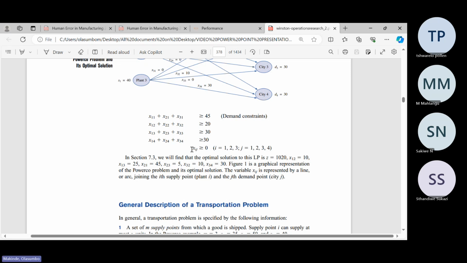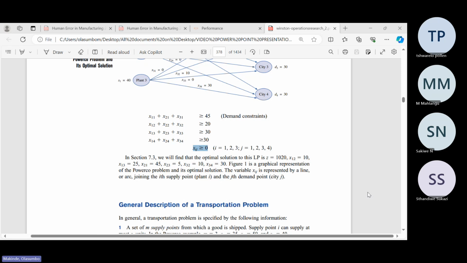And this is the non-negativity constraint, where I equals 1, 2, 3 and J equals 1, 2, 3, 4, like we defined in the note that I was sharing. So that is that on this example. So if you understand it, please confirm by typing Y, then I will show you an exercise to do, then we are leaving.